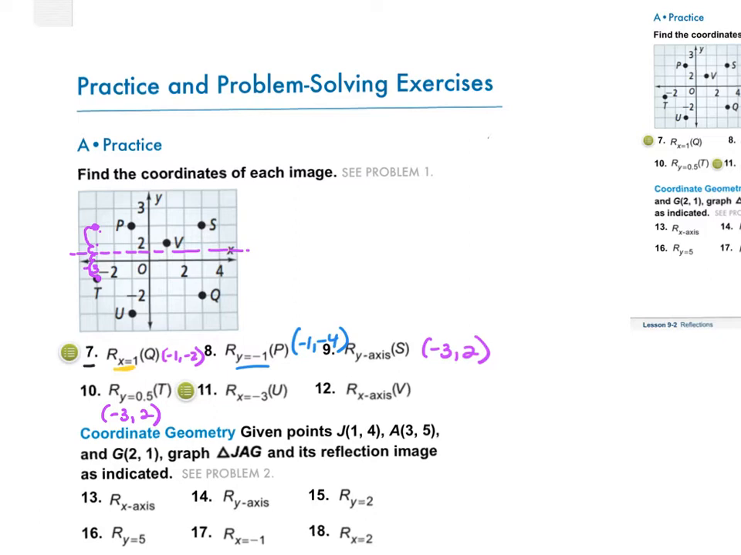Eleven is R, x equals -3. So let me erase off this one. X would equal -3 along this line. And U is here, which is 2 units to the right. So I'm going to go 2 units to the left. This would have been -3. This would be -4. That means that's -5, and then -1, -2, -3.